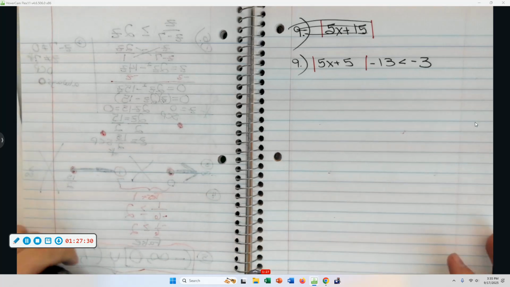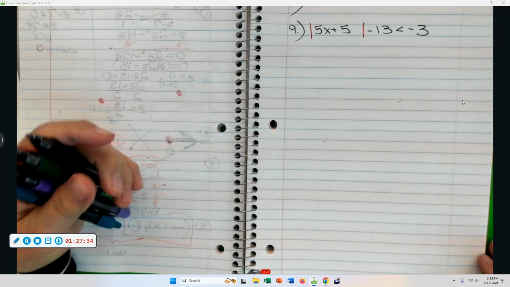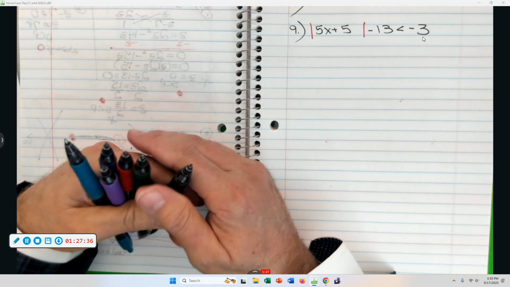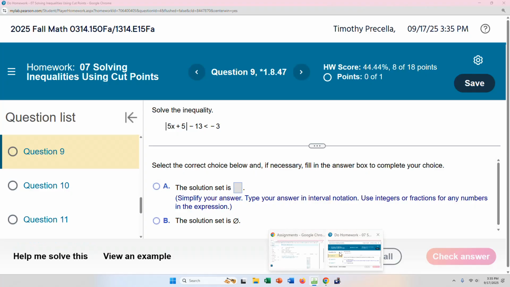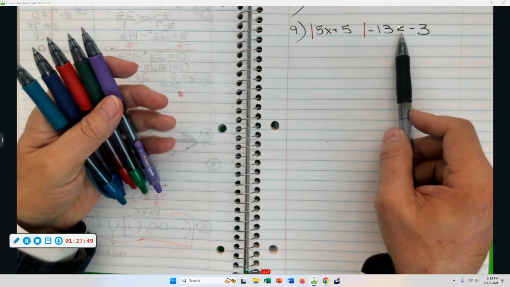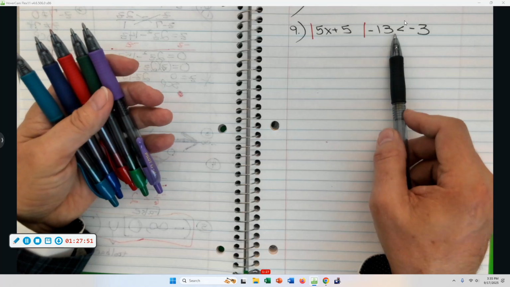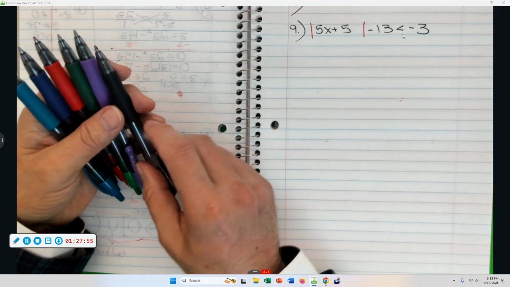There's something I don't like about this problem. First of all, how do you know you're going to use cut points? What tells you that? Because the problem instructions don't say it. They just say solve the inequality. Because of the inequality. That's it. That's how we're solving inequalities this semester. The only way we're going to solve inequalities is through the use of cut points.